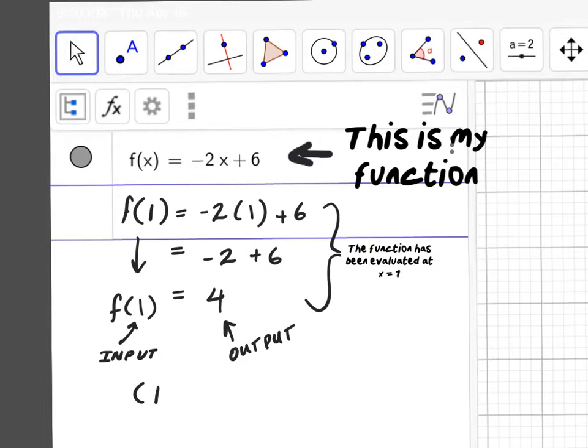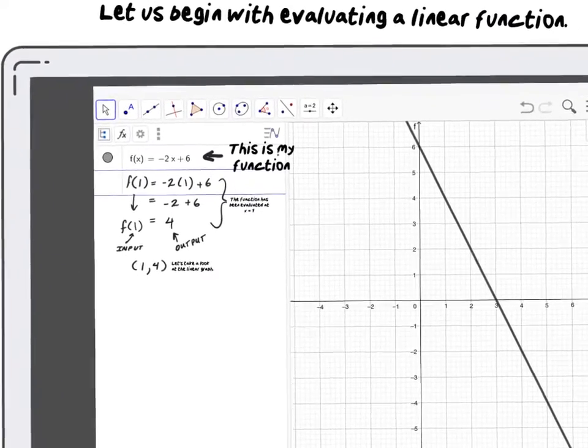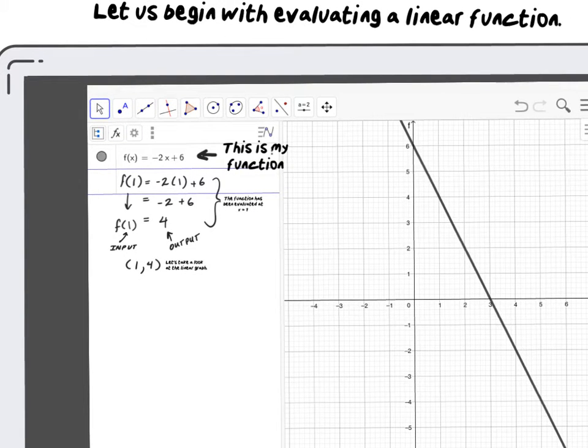So this also corresponds to a point on your coordinate plane. 1 is the input, 4 is the output. So let's take a look at this on our graph. As you can see, I already have a line. So 1 and 4, that's my input and output. I find my input 1 and I go up to 4. That's where it touches. There's my output, 1, 4.